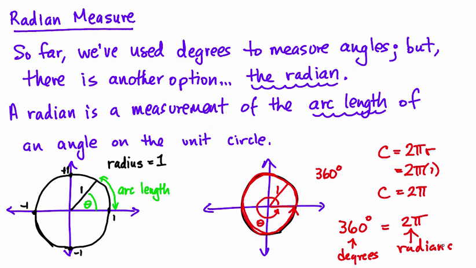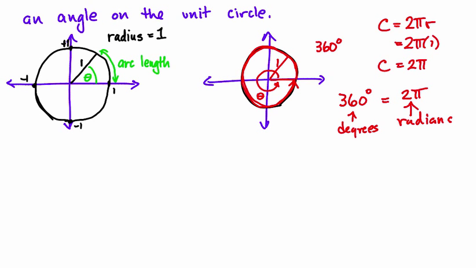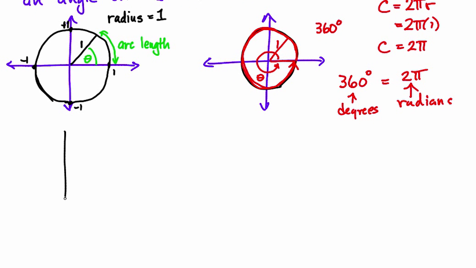Well, that means I can convert some other things. Let me just give myself a little bit more space here. If I only go halfway around a circle, then I only go 180 degrees. So the arc length is only half. The arc length is only half of 2 pi, which is 1 pi.